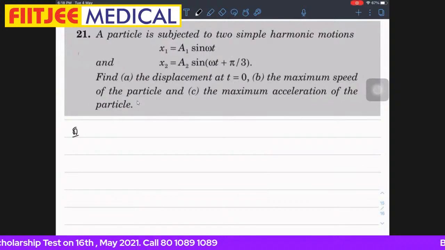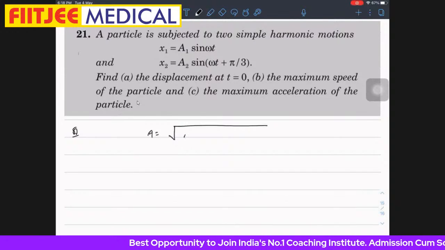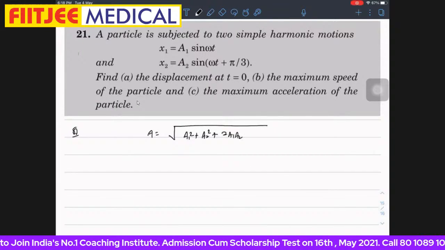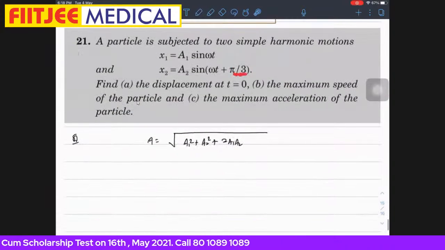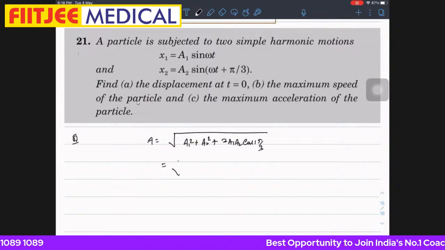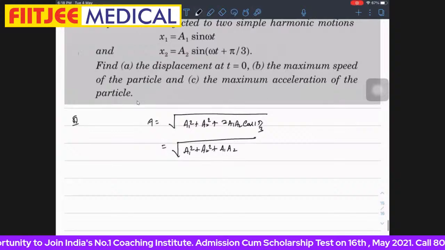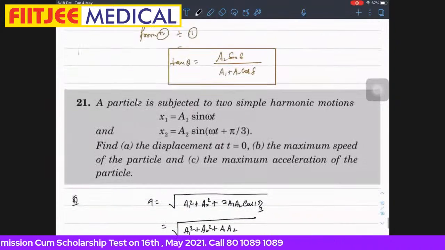So what we can find first is the amplitude. Amplitude of the resulting motion we can write as the square root of a1 square plus a2 square plus 2 a1 a2 cos delta. See the formula here. So what is your delta? Pi by 3. So cos pi by 3. So this I can write as a1 squared plus a2 squared plus, cos pi by 3 is 1 by 2, so a1 a2. Now, what is the phi value?